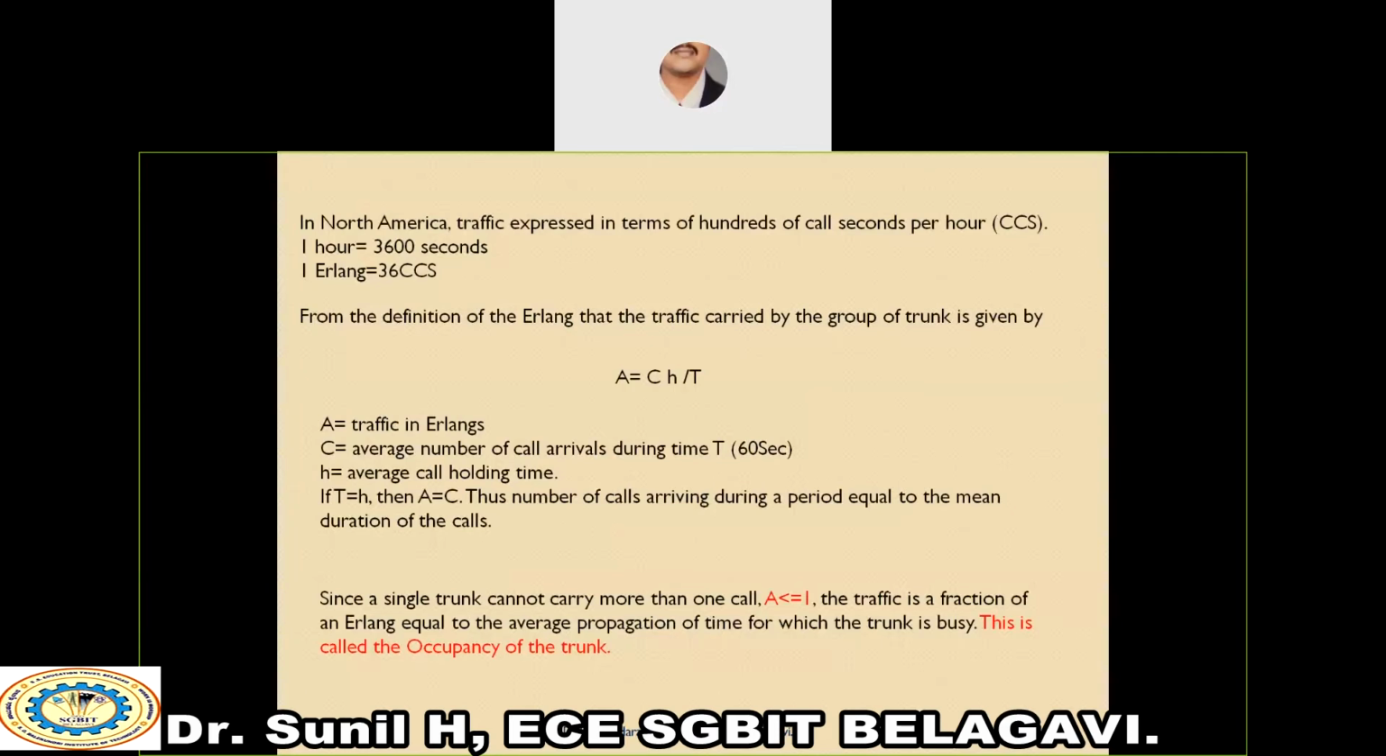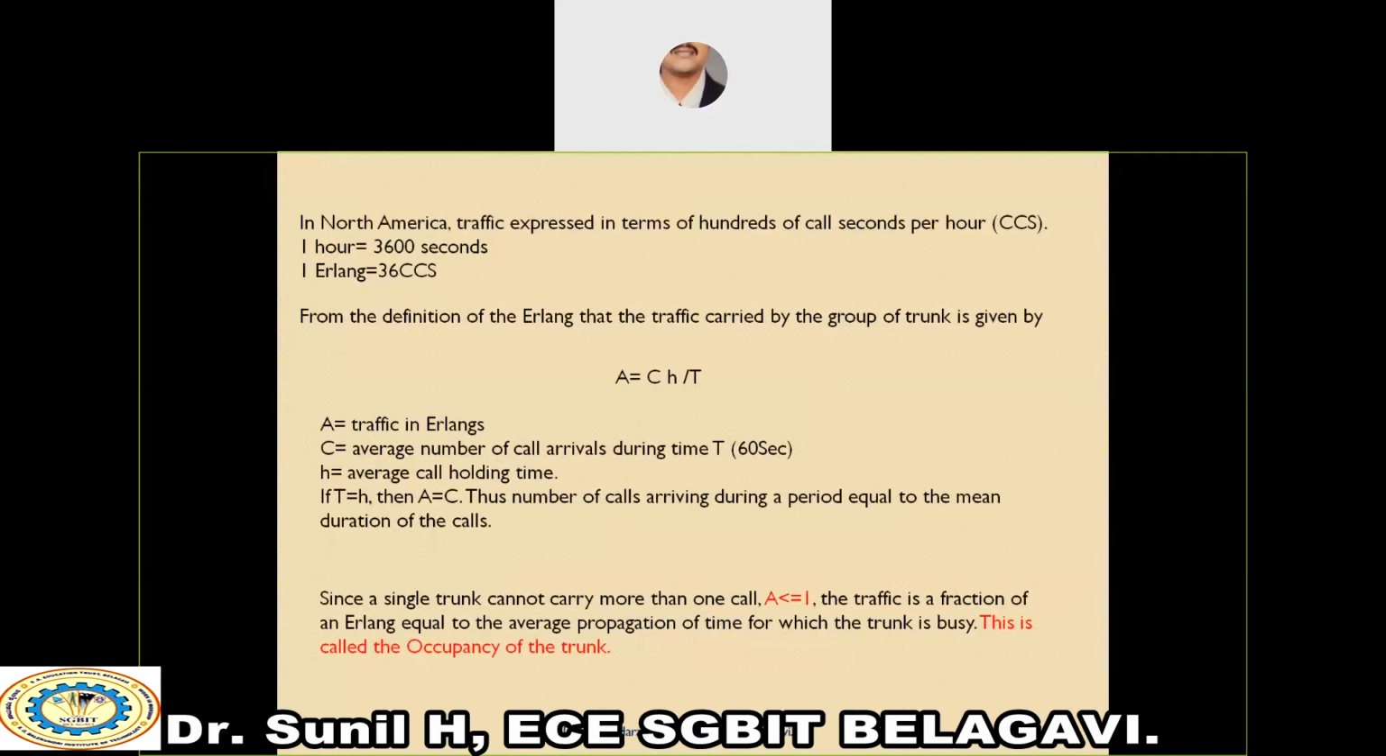Thus, the number of calls arriving during a period equal to the mean duration of the calls. If T is equal to H, then traffic in Erlangs is equivalent to the average number of call arrivals during that mean duration of time.